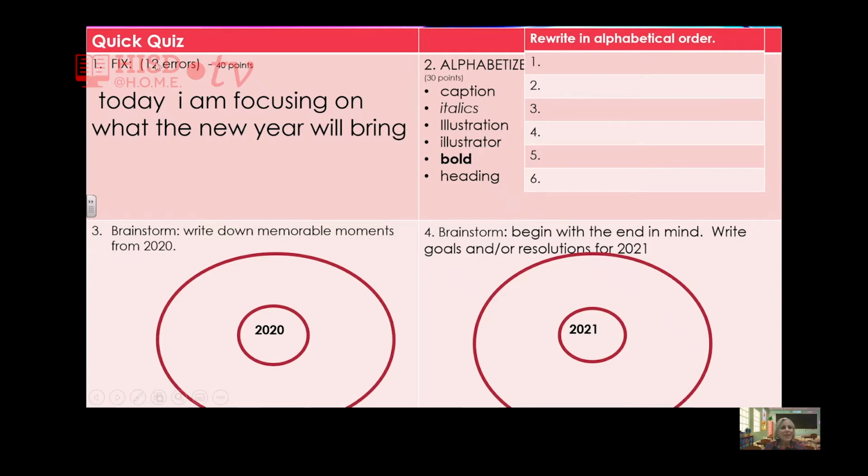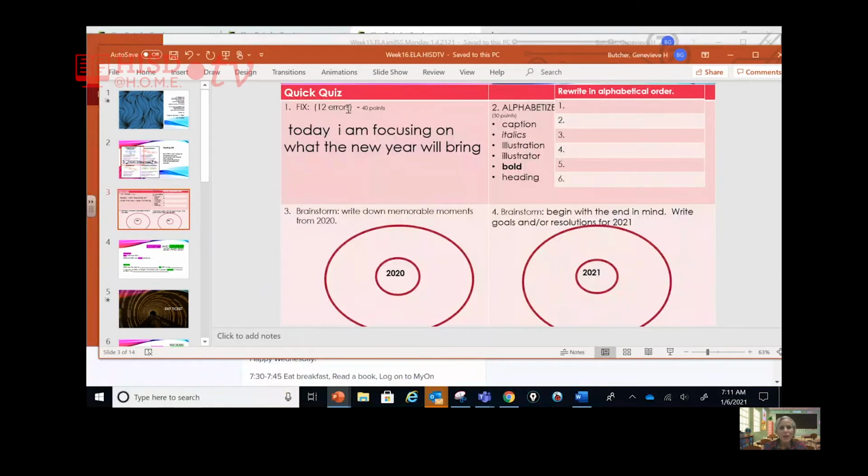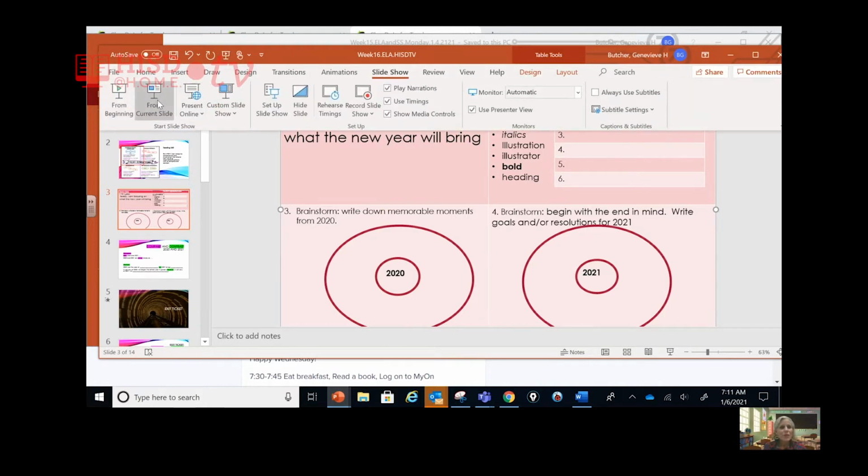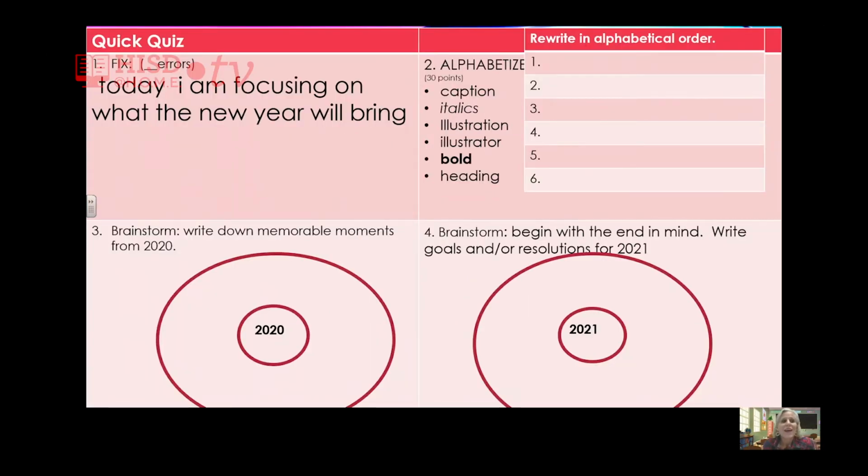All right, I want you to go ahead and warm up with our word warm up. Let's see how many errors there are. Go ahead and divide your paper into four boxes. I'm going to give you three or four minutes to work on this. Fold your paper into four quarters. And number one, go ahead and write it down as it is and then correct it. Today, I am focusing on what the new year will bring. There are three errors in this one. See if you can find them.